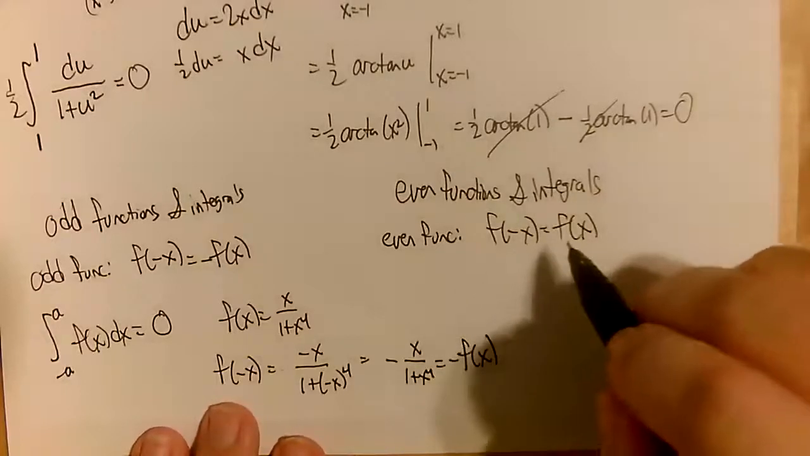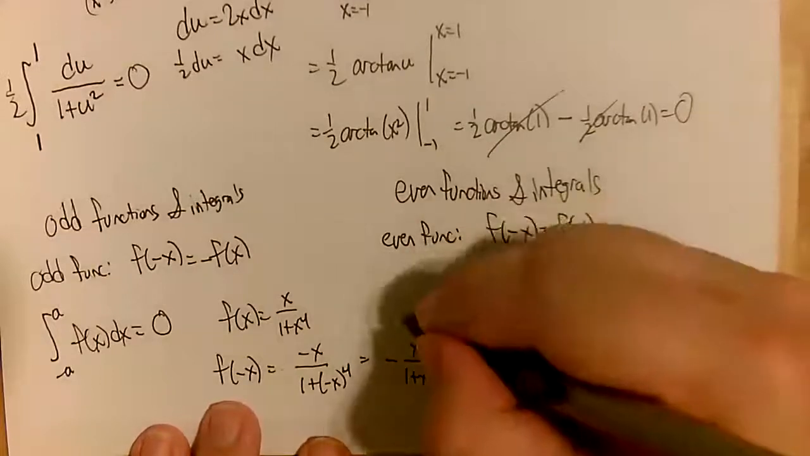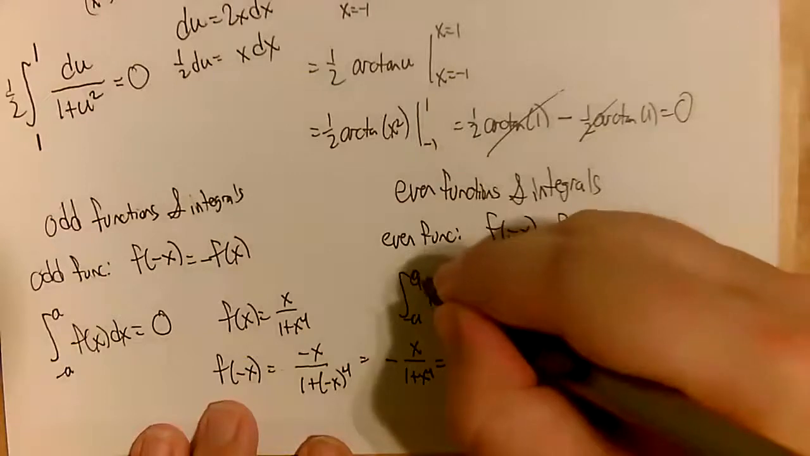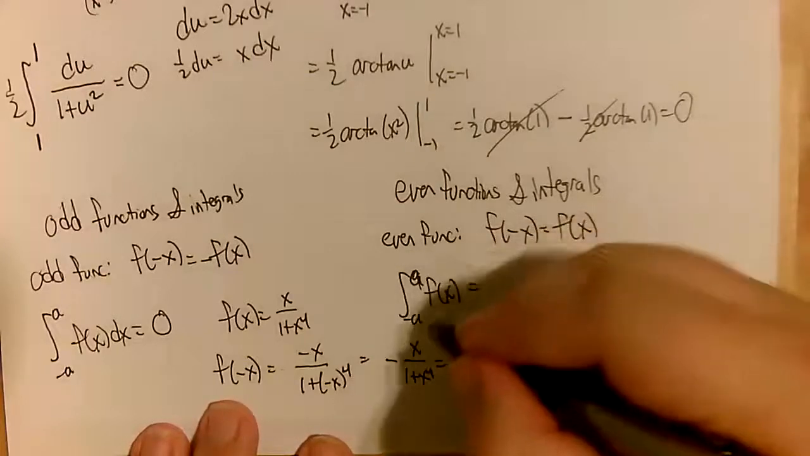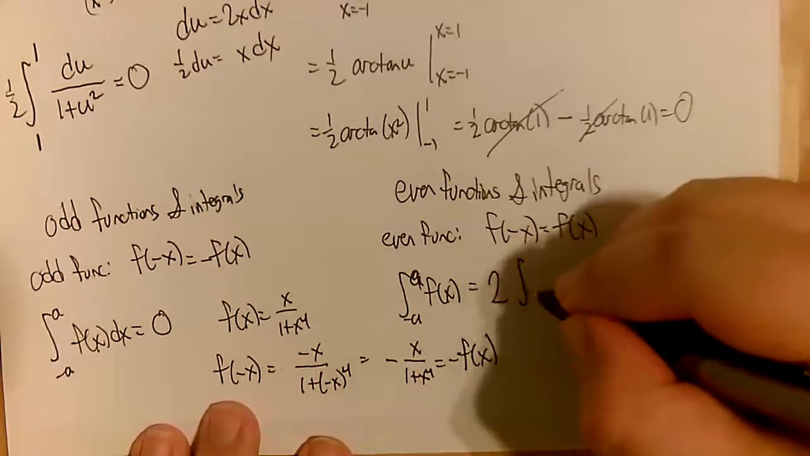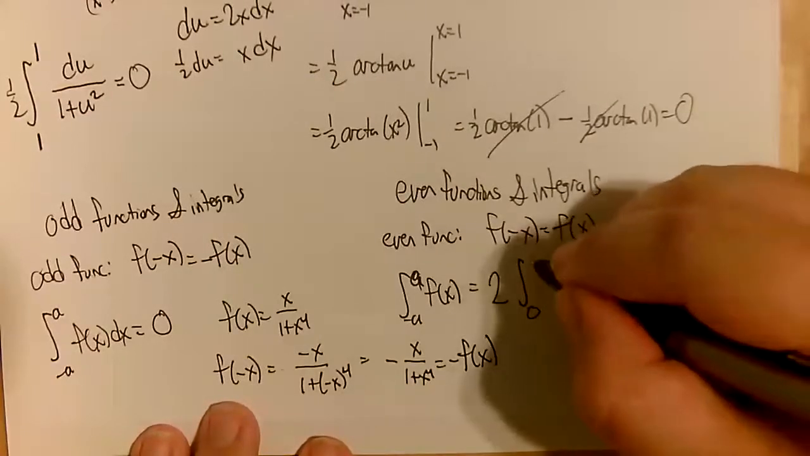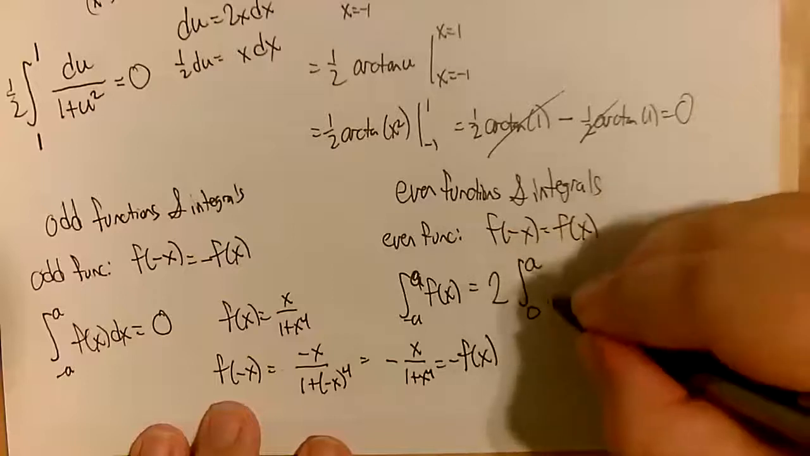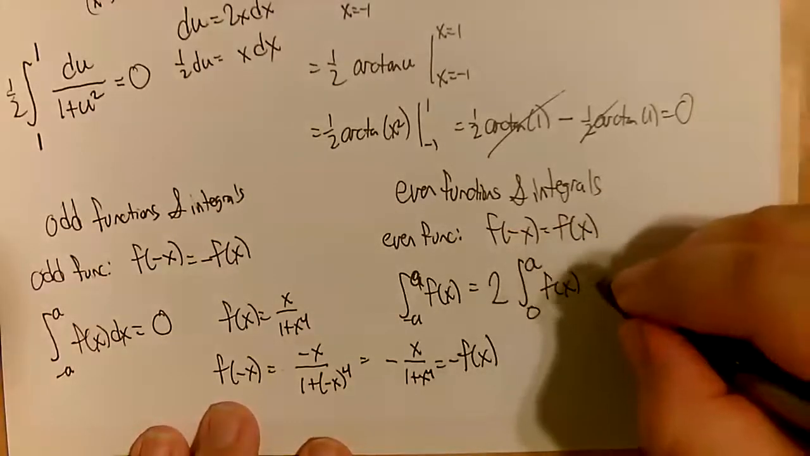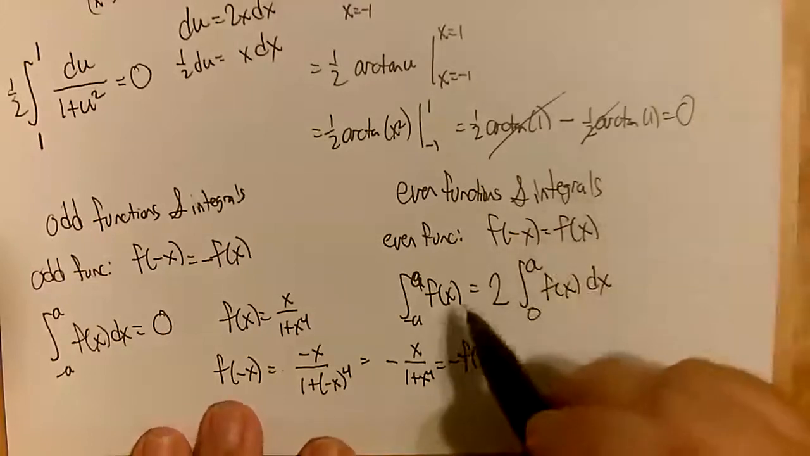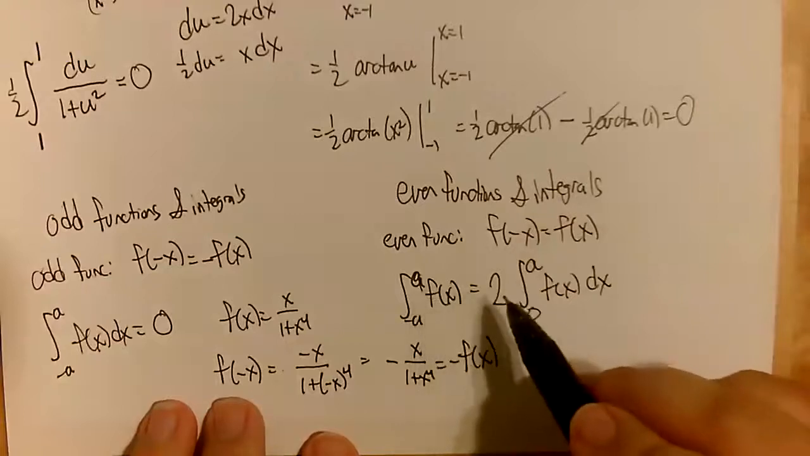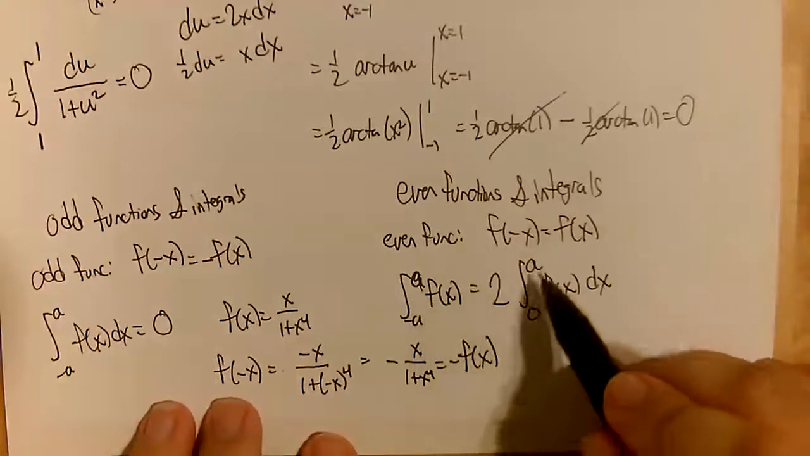So if we have an even function, then what happens if we integrate it over a symmetric interval is that, rather than doing this, we can instead replace the integral with 2 times the integral over half of the interval. Interval and integral kind of sound similar. So if we integrate an even function over a symmetric interval, then that's equal to twice only going over half the interval.